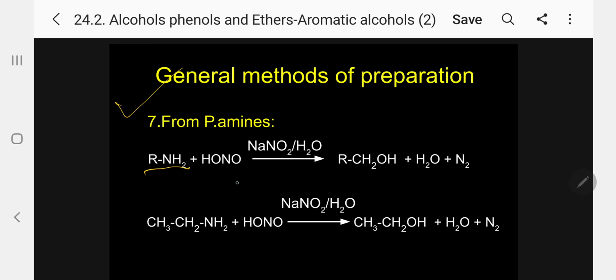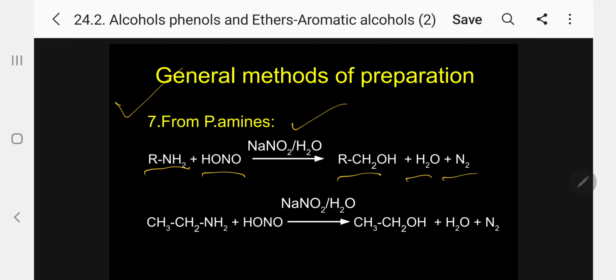General formula RNH2, action of nitrous acid. Normally nitrous acid is not stable in the laboratory, we cannot preserve it. So whenever we require, we simply mix sodium nitrite and water or sodium nitrite and HCl, and we will get nitrous acid. Then to that nitrous acid you can add the amine, and we will get the corresponding alcohol, water, and nitrogen is liberated.